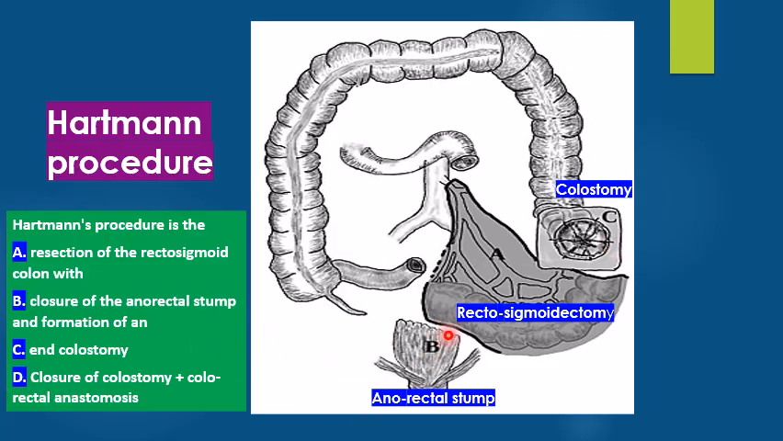And the last one, the fourth step, D, is closure of the colostomy and re-anastomosis, a colorectal anastomosis. This can usually be done when the patient is more stable, usually a couple of weeks later.